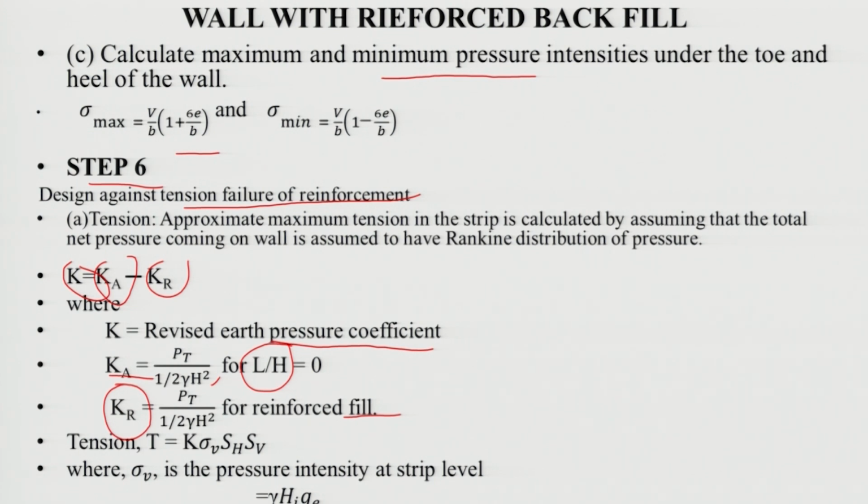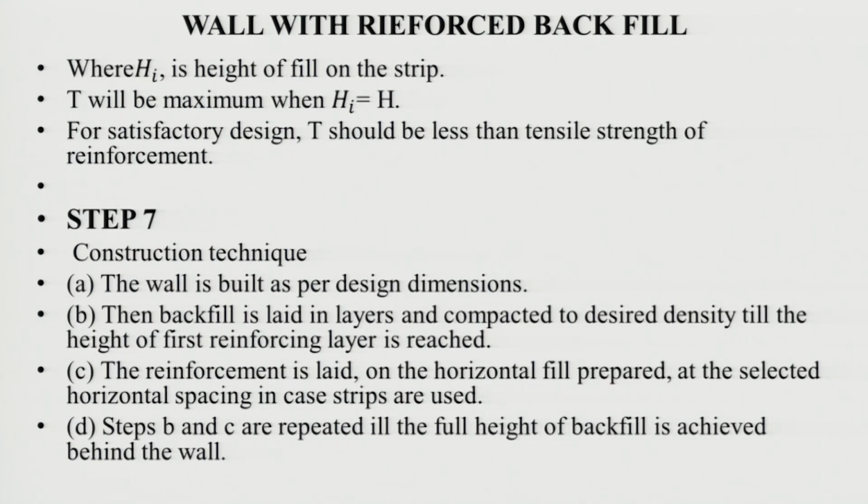So tension T will be equal to K gamma V SH into SV, where gamma V is the pressure intensity at a strip level, and that will be equal to gamma Hi plus QE, where the height Hi is the height of fill on the strip. T will be the maximum when Hi will be equal to H. For the satisfactory design, T should be less than the tensile strength of the reinforcement.